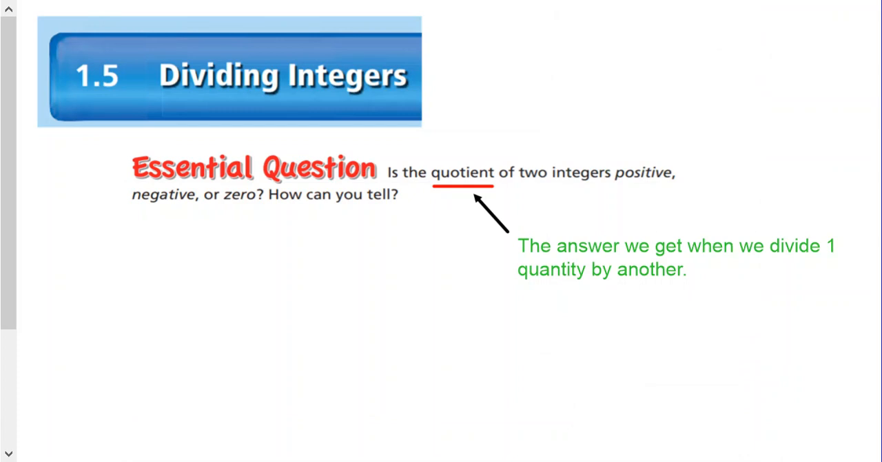Make sure you have your math notebook out and you turn to a fresh page and write the lesson title at the top. And the essential question: is the quotient of two integers positive, negative, or zero? How can you tell? Below the title. Remember, the quotient is the answer we get when we divide one quantity by another. And when we did multiplication, the answer that we get is called the product.